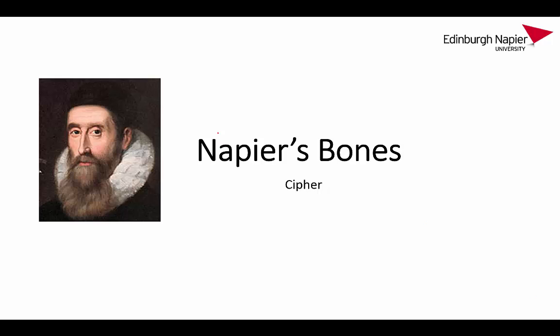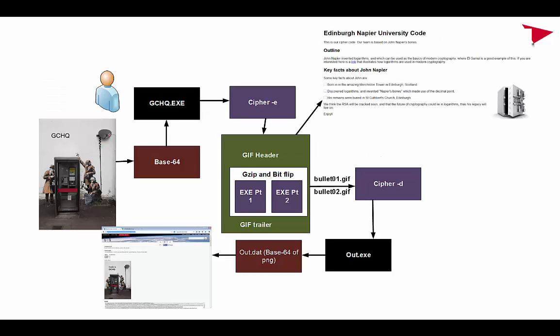Okay, so let's look at the Napier Bones Cipher, which is part of the University Security Challenge. This is the basic design. We were lucky enough to take a photograph of a Banksy at GCHQ before it was taken away, and what we have in there is the code embedded into the graphic.